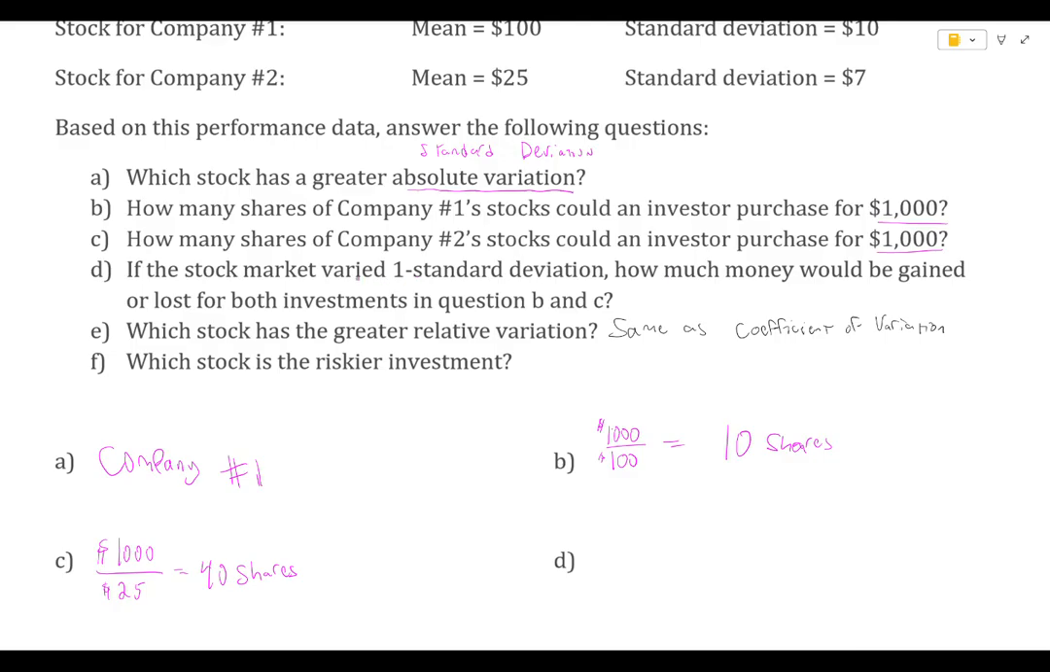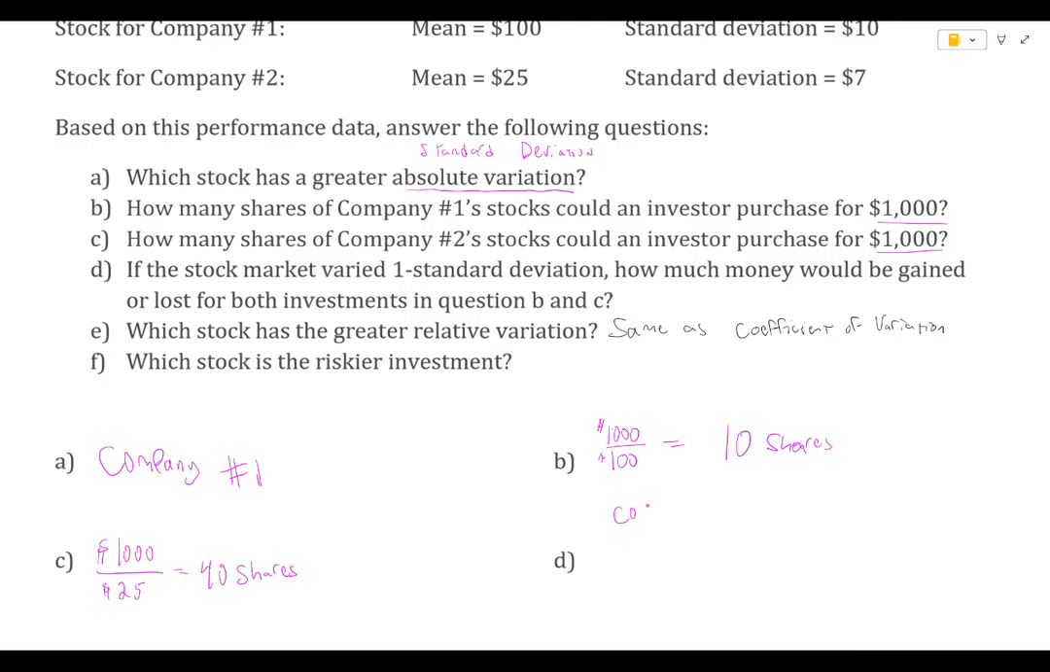Let's say that there's some type of turmoil in the markets and stocks across the board all varied by one standard deviation, whatever that means for each of those stocks. How much money would be gained or lost for both investments in stock C? Well, in questions B and C.